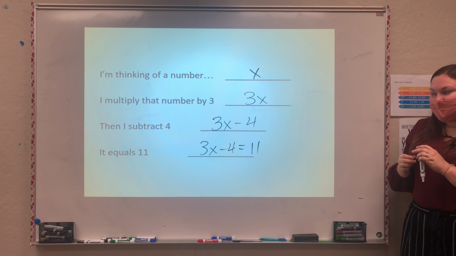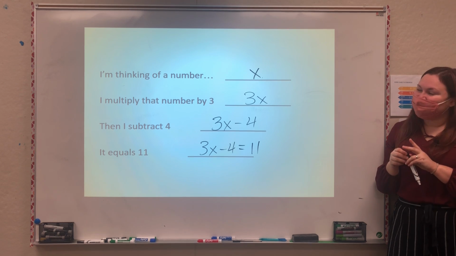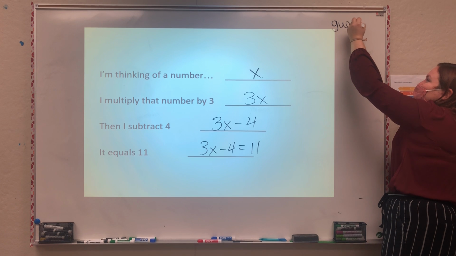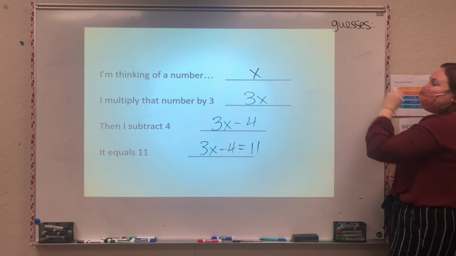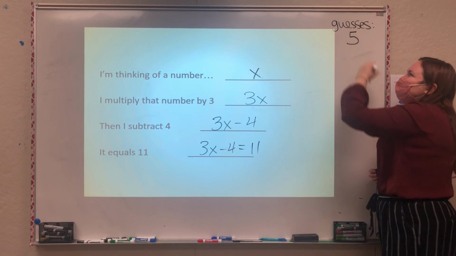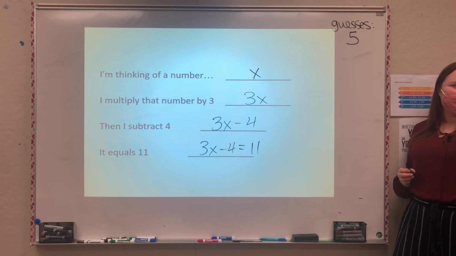Does anyone have an idea of what that variable is? I can put our guesses up here. So 3 times 5 equals 15, so minus 4 equals 11. You think 5 maybe? Do you have a guess?